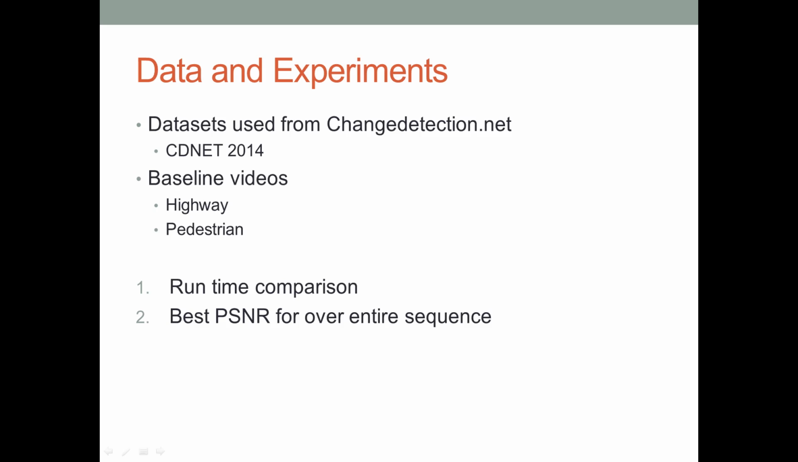So the dataset that I used for experimentation came from changedetection.net, specifically the 2014 database. I selected two of the baseline videos just to show the differences in the algorithms. I chose the highway and the pedestrian video sequences, and the two different types of experimentation that I did was just a basic runtime comparison and also the peak signal to noise ratio over the entire video sequence for each of the algorithms compared to the ground truth that is supplied with changedetection.net.